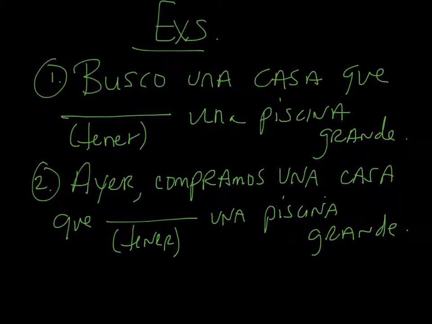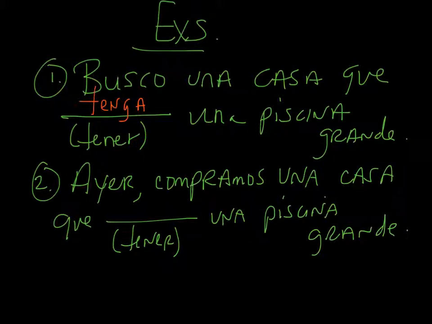Let's start with some examples here. Busco una casa que blank una piscina grande. I'm looking for a house that has a pool. Based on the context of this sentence, does that house exist? And the answer is no, it doesn't. We're not sure. It doesn't say this house exists. It doesn't say we found this house. It says we're looking for a house that has a big pool. So based on the context of this sentence, this house may not exist. Therefore, we need to use the subjunctive.